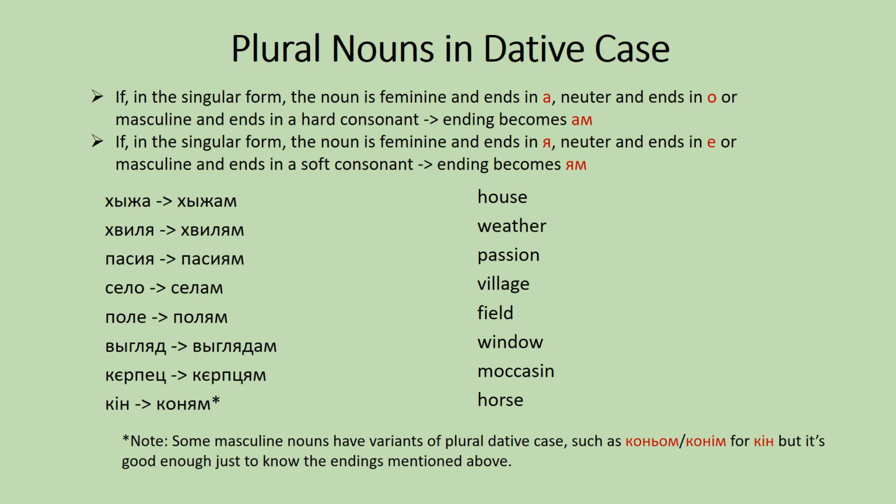Vyhľad, meaning window, becomes vyhľadam. Kierpec, meaning moccasin, becomes kierpčam. Kin, meaning horse, becomes konjam. Note: some masculine nouns have variants of plural dative case, such as konjam or konjim for kin, but it's good enough just to know the endings mentioned above.